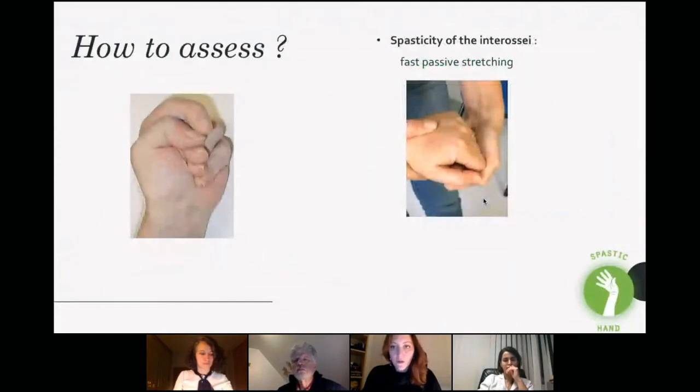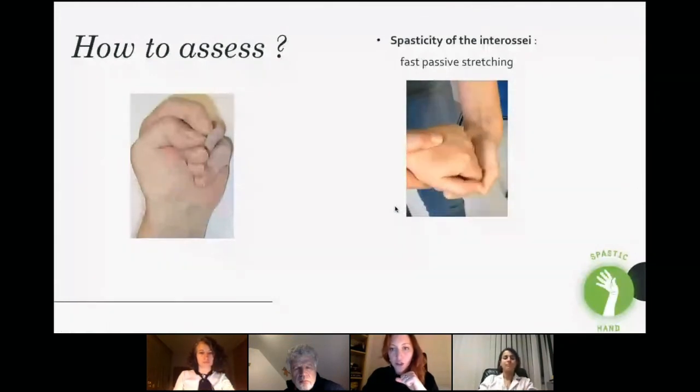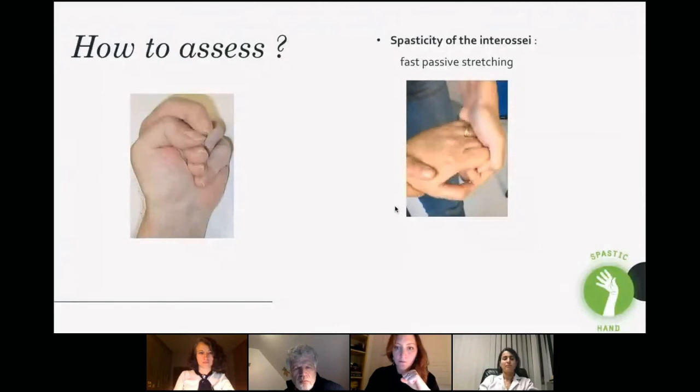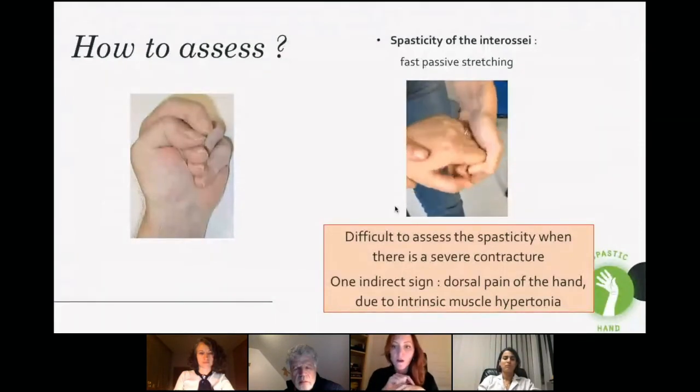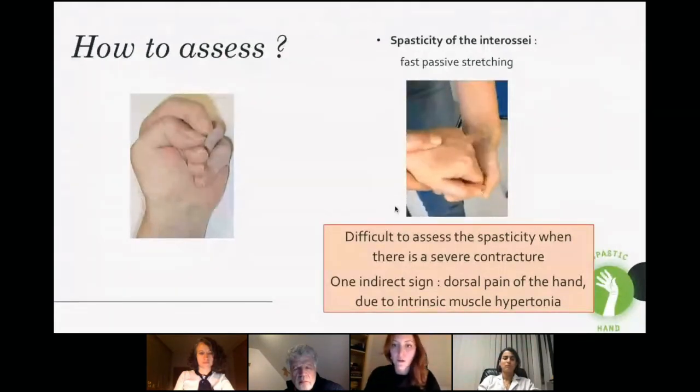As for spasticity of the interossei, we perform a fast passive stretching of the MP joint in extension. We first flex the IP joint. Of course, you need to have supple joints and no contractures. You flex first the IP joint and quickly stretch the MP joint in extension, as in this video, and you can see the catch while performing the passive extension. It's difficult to assess the spasticity when there is a severe contracture, but you can have one indirect sign. It's the dorsal pain of the hand due to intrinsic muscle hypertonia.